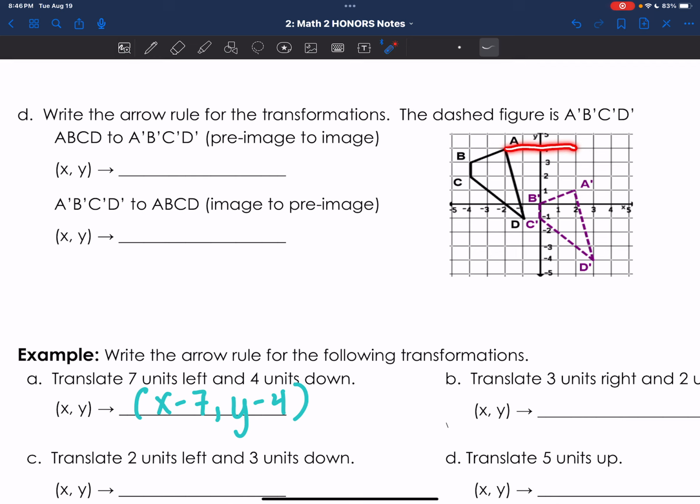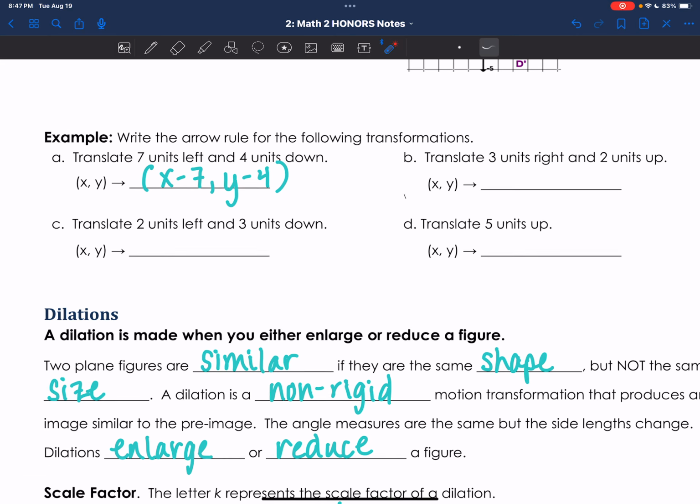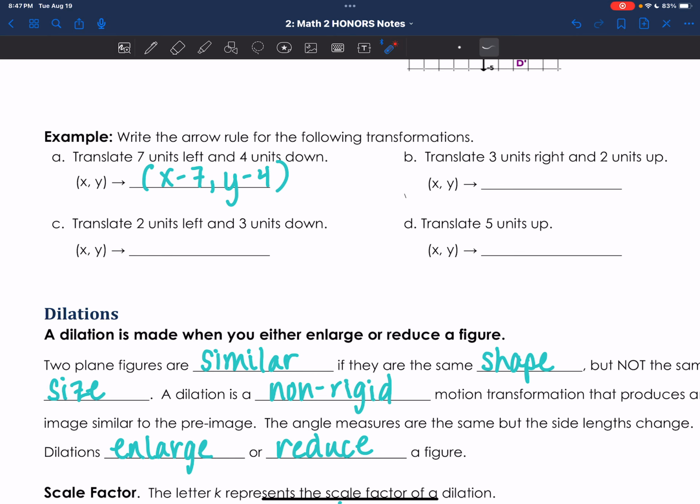So we went 1, 2, 3, 4, down 3. And you're going to figure out if that goes. So you're going to write your rules here. Now here, notice you're going from image to pre-image. So again, you're going to write your rule here, but just pay attention to what directions you're going. All right, and then you're going to write the rules for the given transformation.